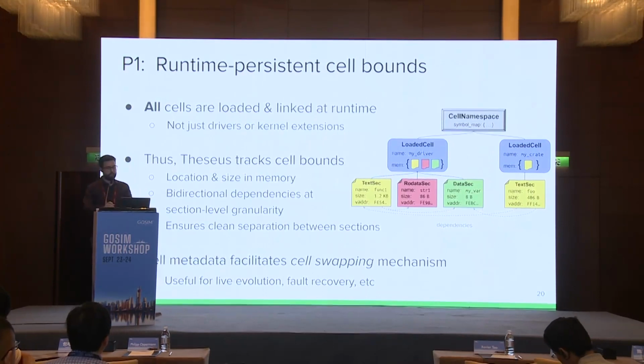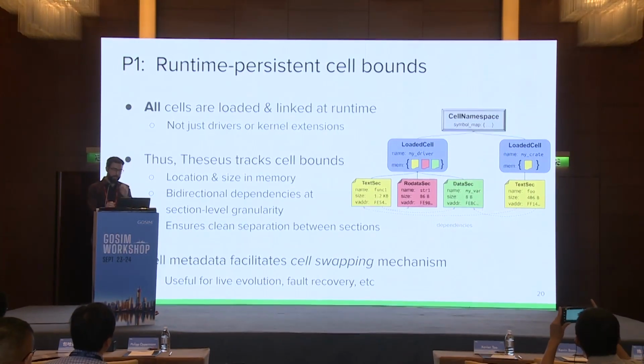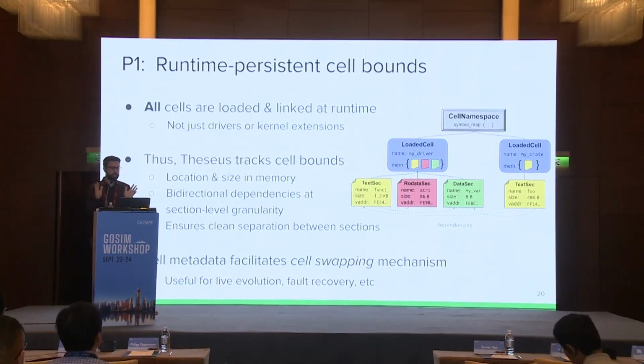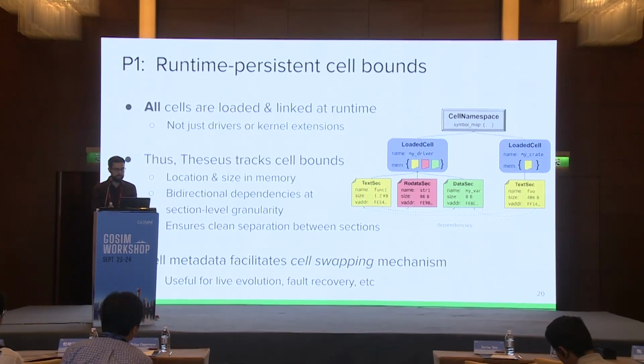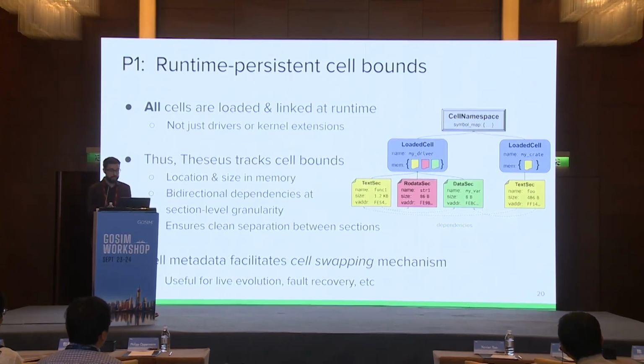Okay, so just to elaborate a little bit more on what a runtime persistent bound is, as I said, everything in the whole system is loaded and linked dynamically at runtime. That doesn't just mean drivers or loadable kernel modules or extensions or applications. That means everything, right? Because we do that, we're able to track all of the bounds. So we create these metadata trees in memory, which show the dependency relationships at the section granularity, and also more clearly delineate the memory that each cell or crate, again, object, data, code, that kind of stuff, requires at runtime to actually exist, right?